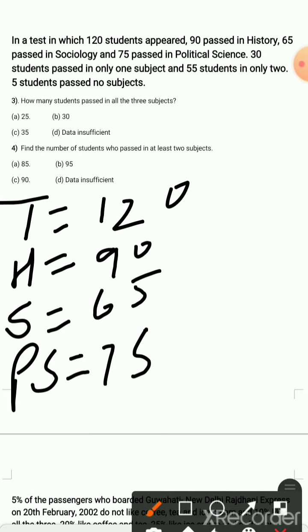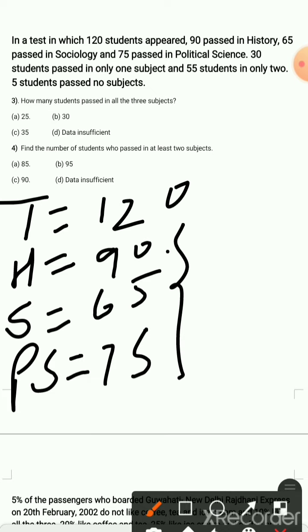30 students pass in only one subject and 55 students in only two. 5 students pass in no subjects. So the total number of students is 120. There are 3 subjects: history, sociology, and political science. So this is a 3 variable Venn diagram, and we have to take the help of the Venn diagram to solve this question.